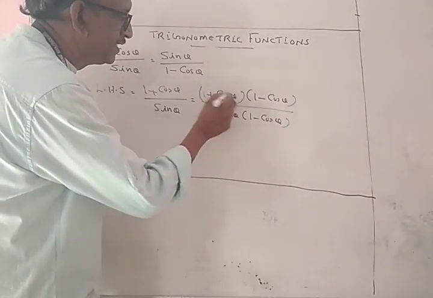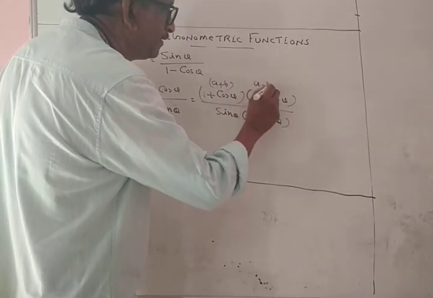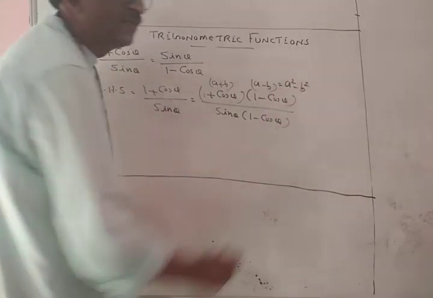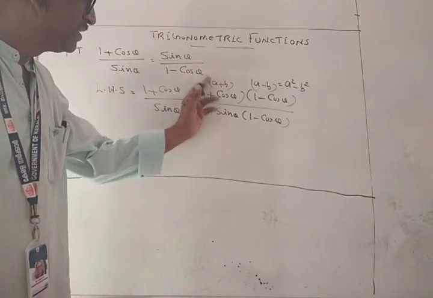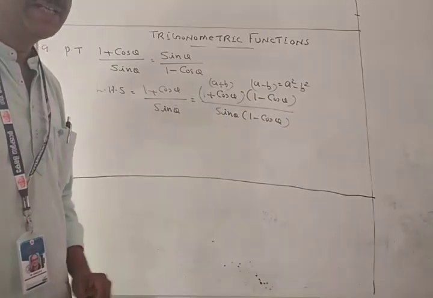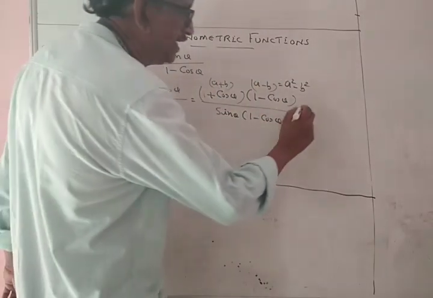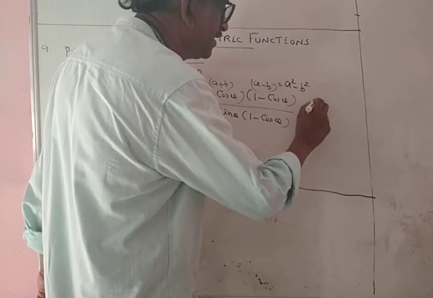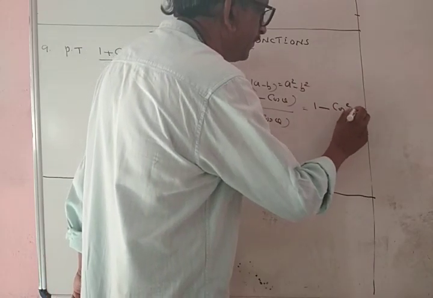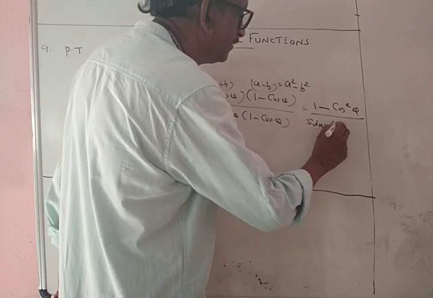This is A, this is B. This is A plus B. This is A minus B. A plus B into A minus B is A squared minus B squared. Treat 1 as A and treat cos theta as B. Therefore this portion is A plus B, this portion is A minus B. This algebraic identity: A plus B into A minus B is A squared minus B squared. Is equal to, A is 1, 1 squared is 1, minus cos squared theta, divided by sin theta into 1 minus cos theta.